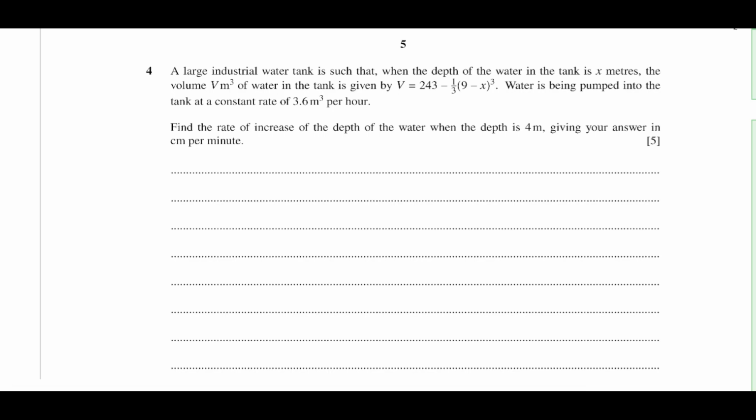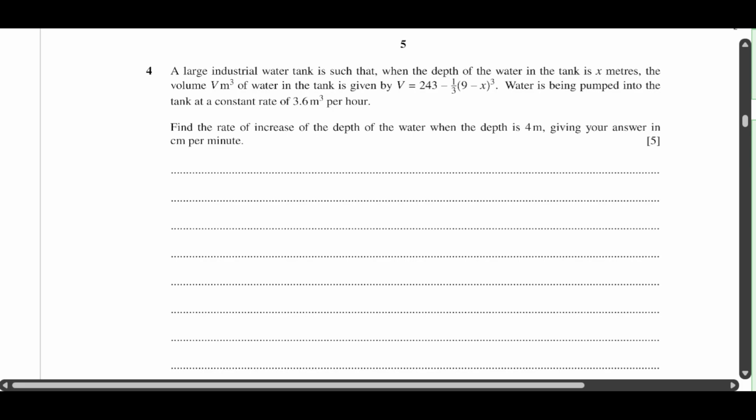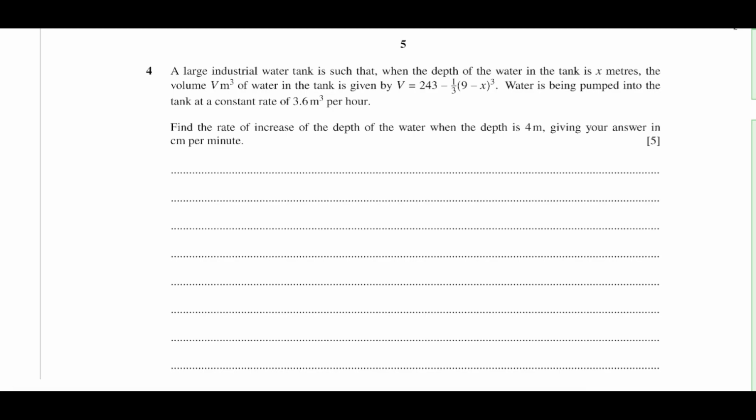Now question number 4 is: a large industrial water tank is such that when the depth of the water in the tank is x meter, the volume V meter cube of the water in the tank is given by V equals 243 minus 1 by 3 (9 minus x) the whole cube. Okay, so when the depth is x meter, then this is the volume. Water is being pumped into the tank at a constant rate of 3.6 meter cube per hour. Find the rate of increase in the depth of the water when the depth is 4 meter, giving your answer in centimeter per minute.